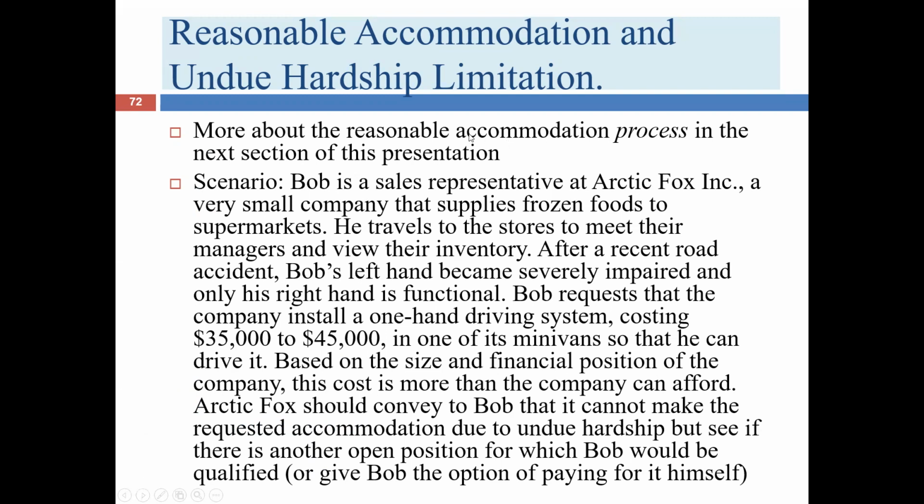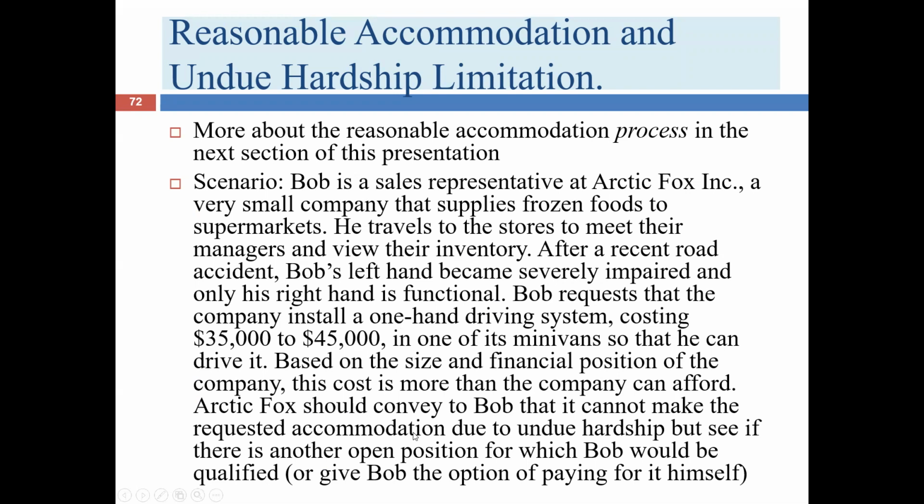We're going to talk more about the interactive process for the reasonable accommodation. It's very similar to the one we use for religious accommodation, but we'll talk about that in another lecture. So let's talk about this scenario. Bob is a sales rep. He travels to stores to meet their managers and view their inventory. Unfortunately, Bob's left hand was severely impaired and only his right hand is functional. Bob wants a one-hand driving system to be installed. It's going to cost about $40,000. This is more than the company can afford.